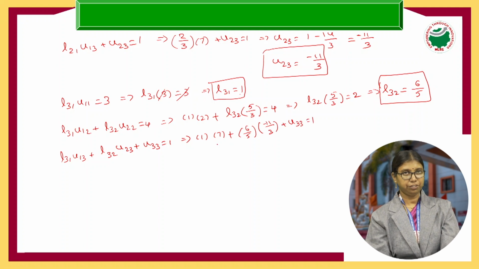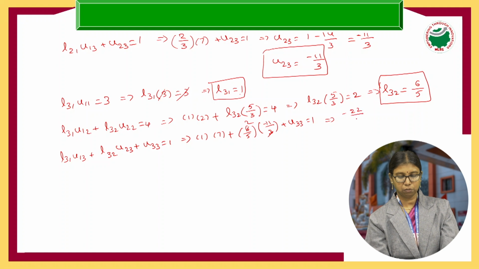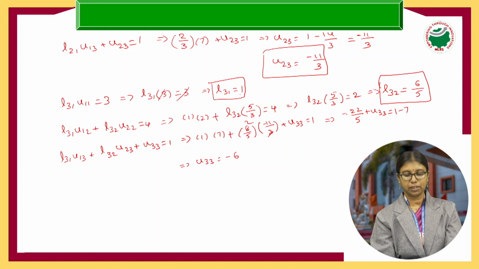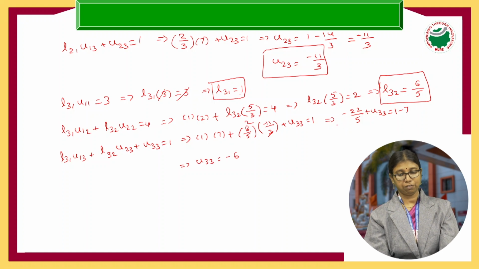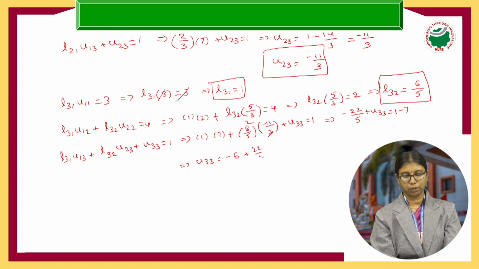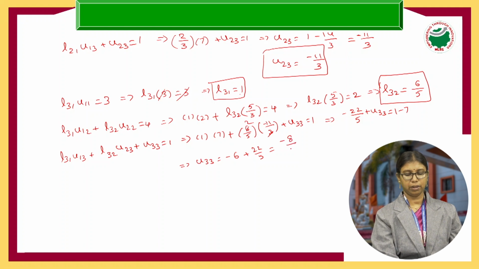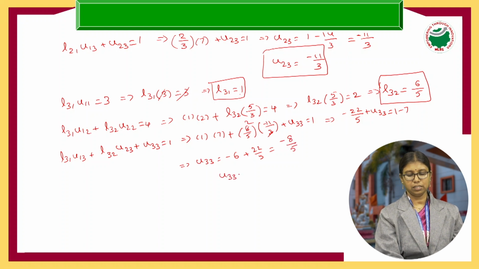So if you are taking 7 to the right hand side, 1 minus 7 is minus 6. And here, 3 2s are 6, so this is minus 22 by 5 plus U33 equal to 1 minus 7. So U33 equals 1 minus 7, which is minus 6. If you are taking minus 22 by 5 to the right hand side, you will get plus 22 by 5. On taking LCM, 5 6s are 30. Minus 30 plus 22 means this is minus 8 by 5. So U33 is minus 8 by 5.